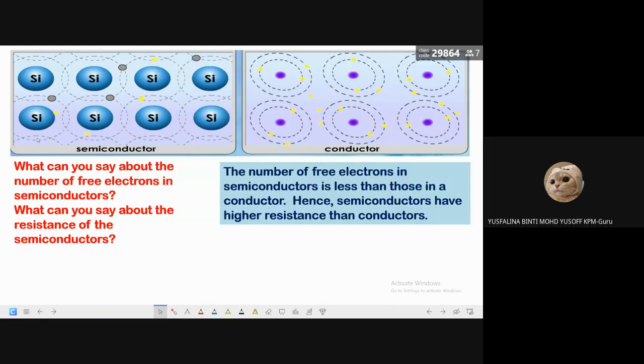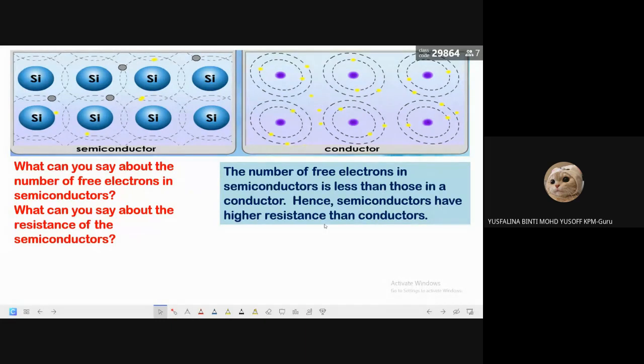Okay. What can you say about the number of free electrons in a semiconductor, and what can you say about the resistance of the semiconductor? So the number of free electrons in a semiconductor is less than those in a conductor. So you see the number of free electrons in a semiconductor is less. Here maybe we take the yellow one, right? We just calculate the yellow one. Okay, so 1, 2, 3, 4. But this one, the conductor, they have more free electrons. So the number of free electrons in a semiconductor is less than those in a conductor.